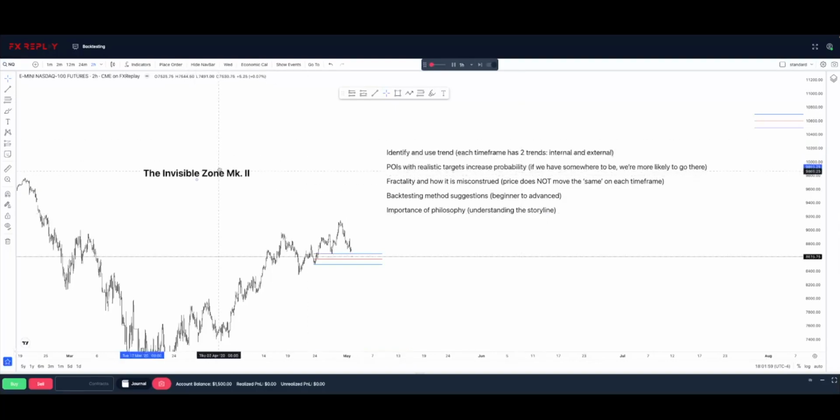And of course, we're going to be talking about the Invisible Zone Mark II, which is a refined model of the Invisible Zone. It is not meant to replace the standard Invisible Zone. It is to be used in addition to. So Mark II is not meant to replace the standard Invisible Zone.